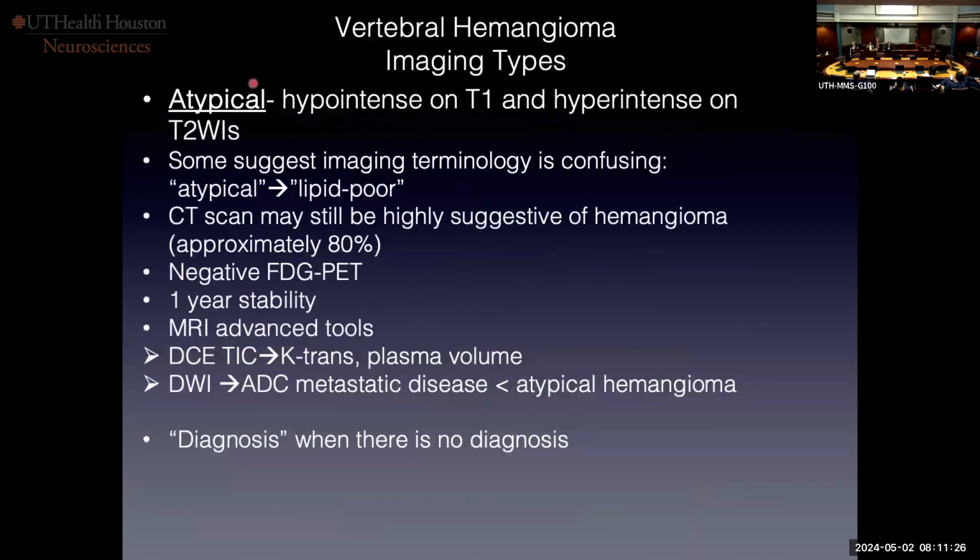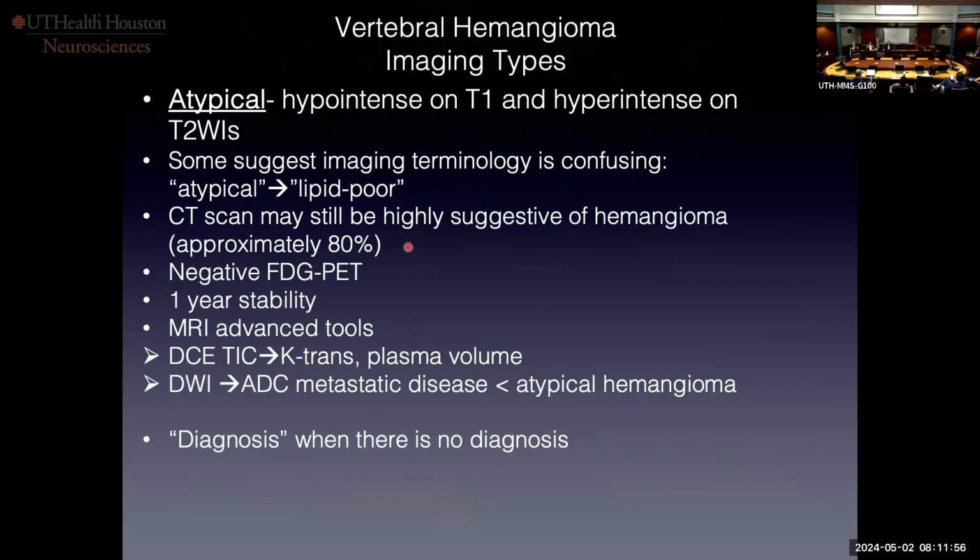So the next imaging type that becomes a problem when you get out into practice, if you haven't already had it be a problem, are the atypical hemangiomas. They don't have enough fat within them to make them high on T1. So they're hypointense on T1 and hyperintense on T2. Some people say this is a bad thing to call them because atypical implies that something's wrong with it pathologically, and there isn't. It's just they don't have enough lipid to be bright on T1.